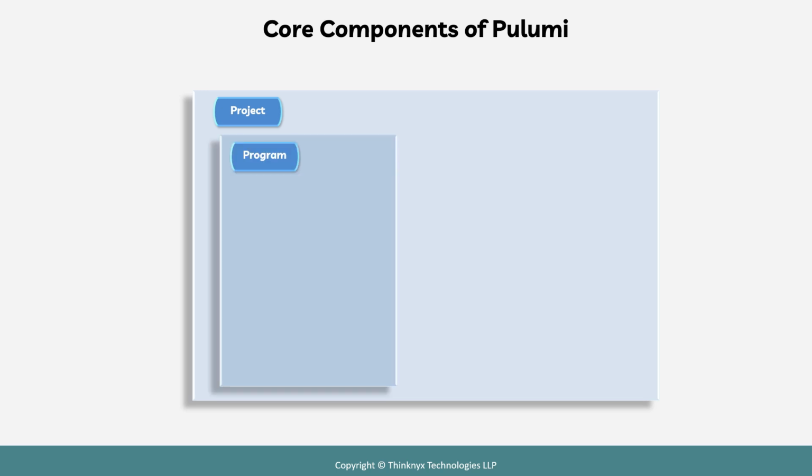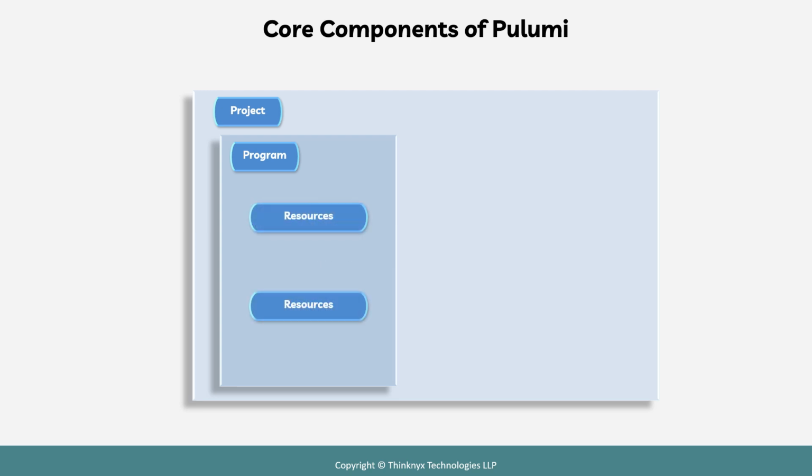Program. Inside a Pulumi project, you have a program which is the actual code defining your infrastructure. This code typically resides in the main file and utilizes the Pulumi SDK to create and manage resources. After writing your program, you can run the Pulumi CLI command pulumi up from within your project directory.